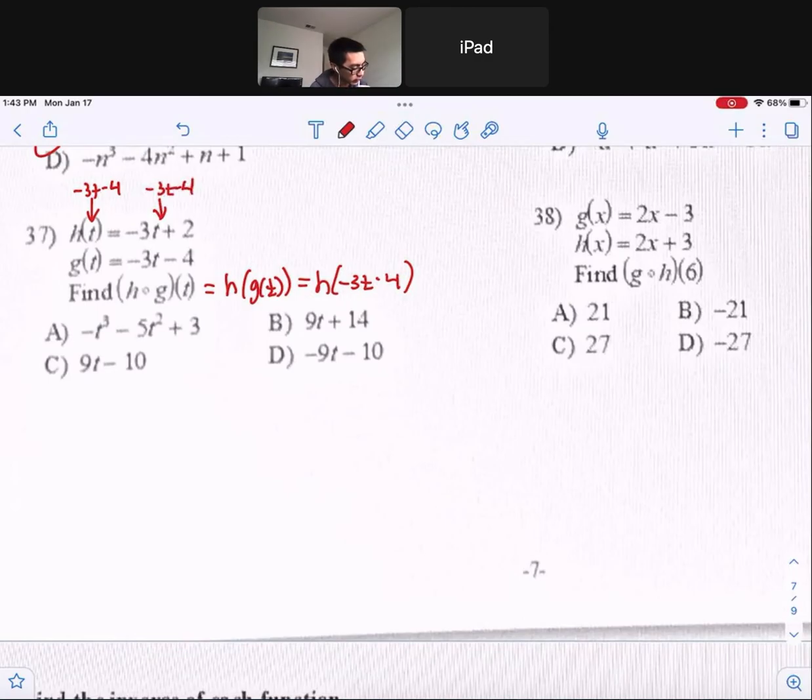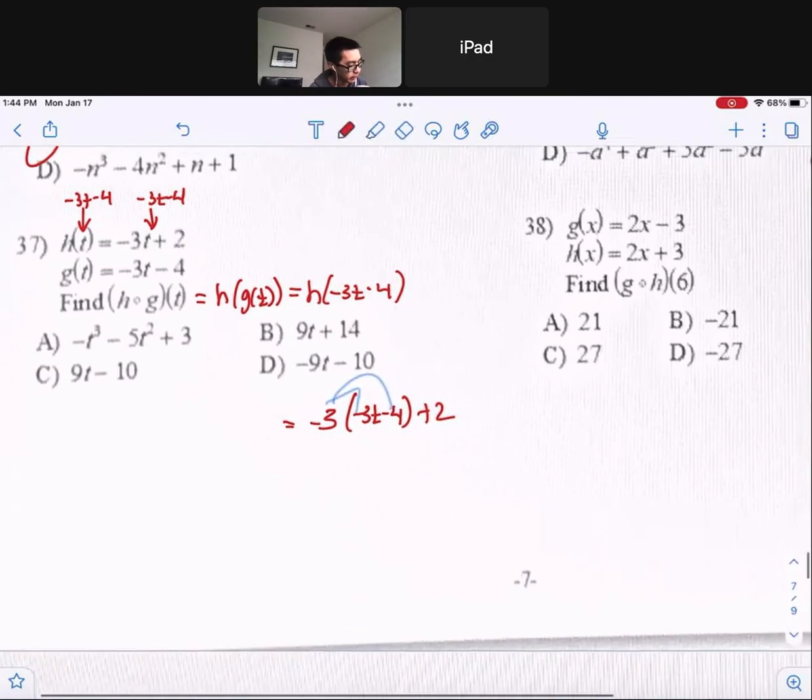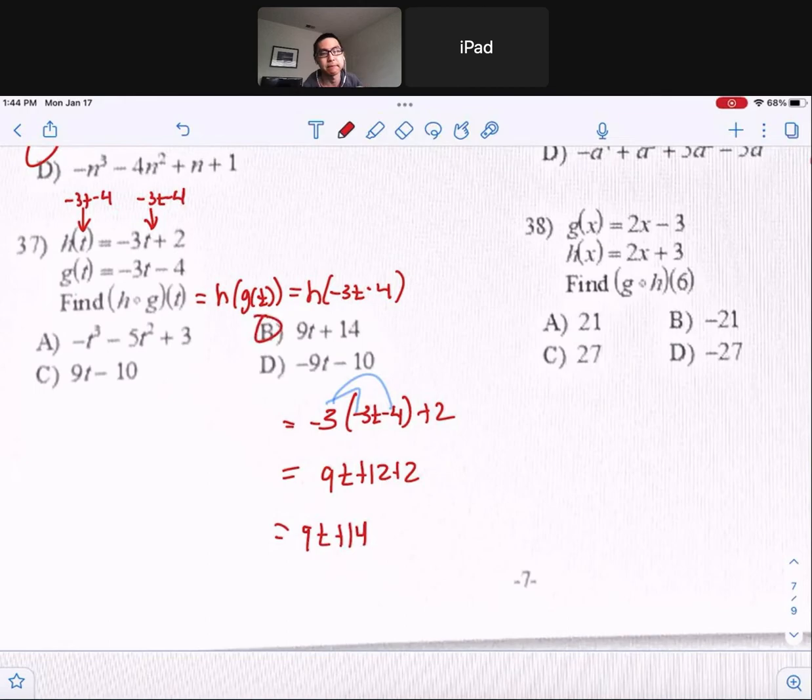So if we do that, we are going to get negative 3 times negative 3t minus 4 plus 2. Distribute, and we get 9t plus 12 plus 2, which is 9t plus 14, which is B.